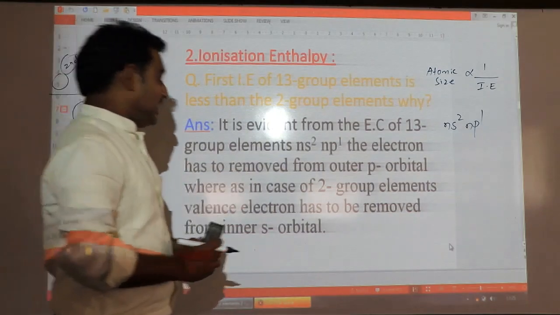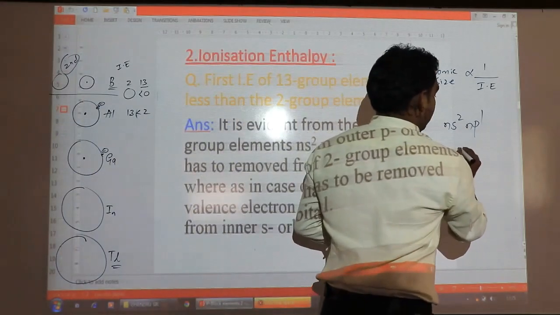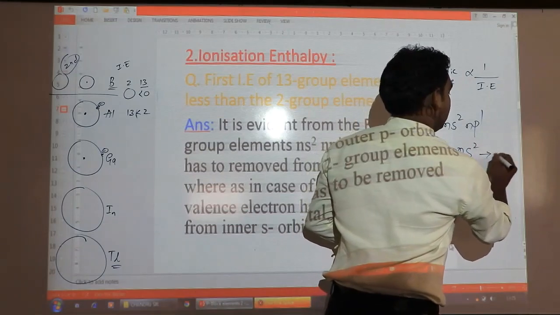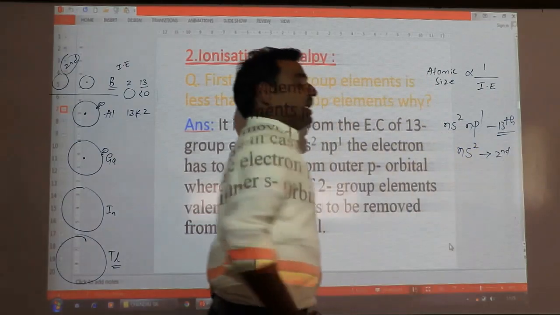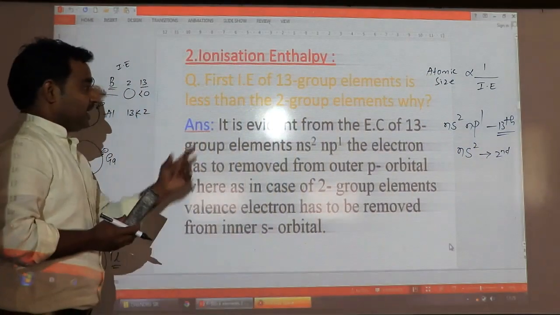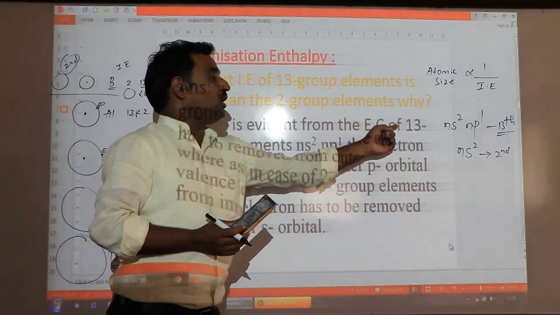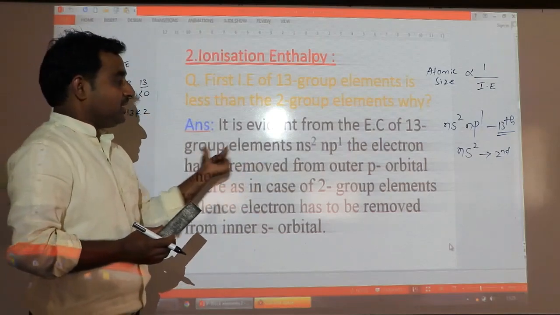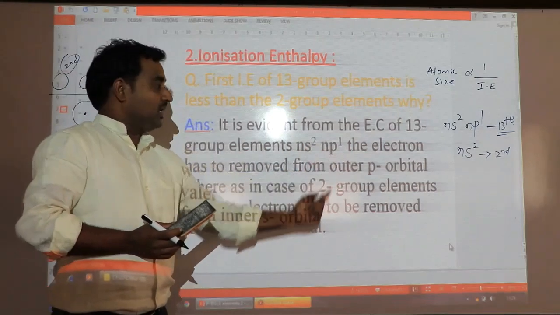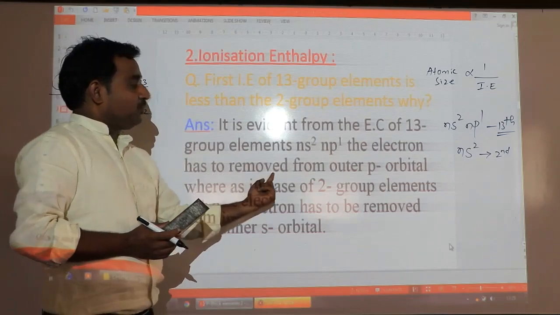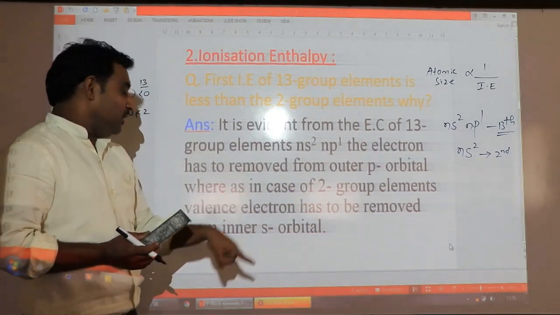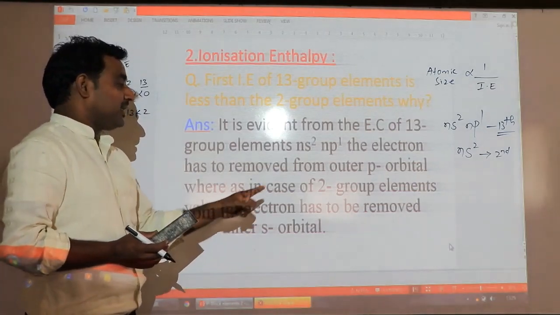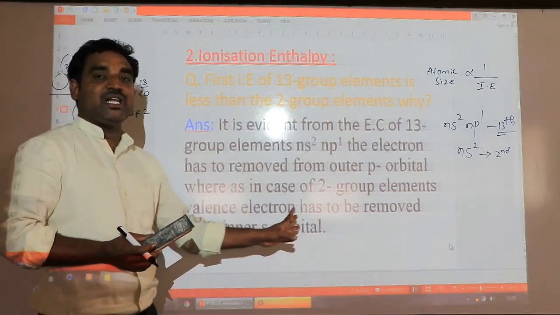If you write the general electronic configuration of the second group, that is ns2. This is about the second group element. This is about the 13th group element. The general electronic configuration that we have written. It is evident from the electronic configuration of the 13th group elements, that is ns2 np1, that the electron has to be removed from the outer p orbital, whereas in the case of second group elements, a valency electron has to be removed from the inner s orbital.